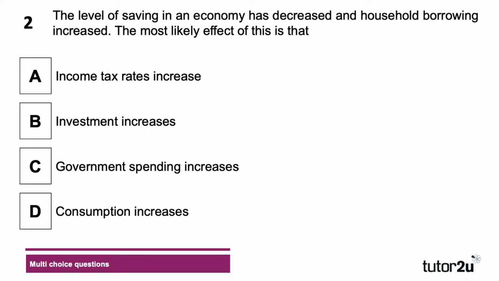Okay, the level of saving in an economy has decreased and household borrowing has increased. The most likely effect of this is what? Is it that income tax rates have risen? Is it investment has risen? Is it that government spending has risen? Or is it that consumption has risen? What do you think is the answer here? Take a second to read the question again if you're not sure.